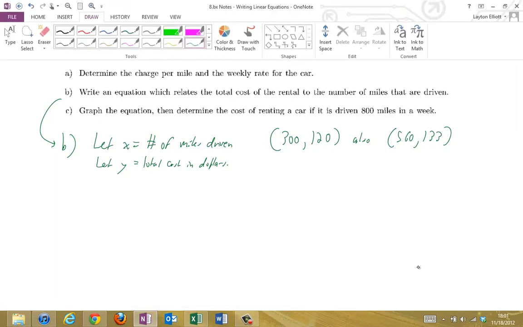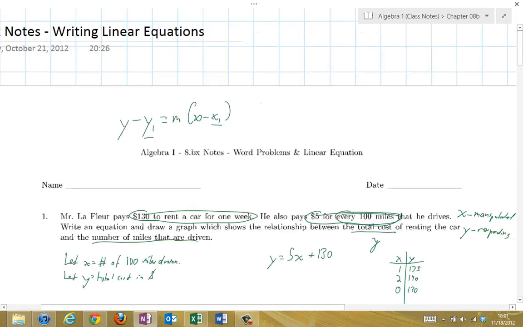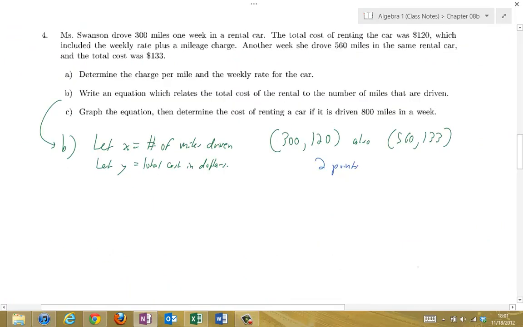That, my friends, those are 2 points. 2 points determine a line. 2 points can get us to a line because if I go all the way back up to the top, I have that magical equation that you need to be using a crap ton of times. So 2 points determine a line.